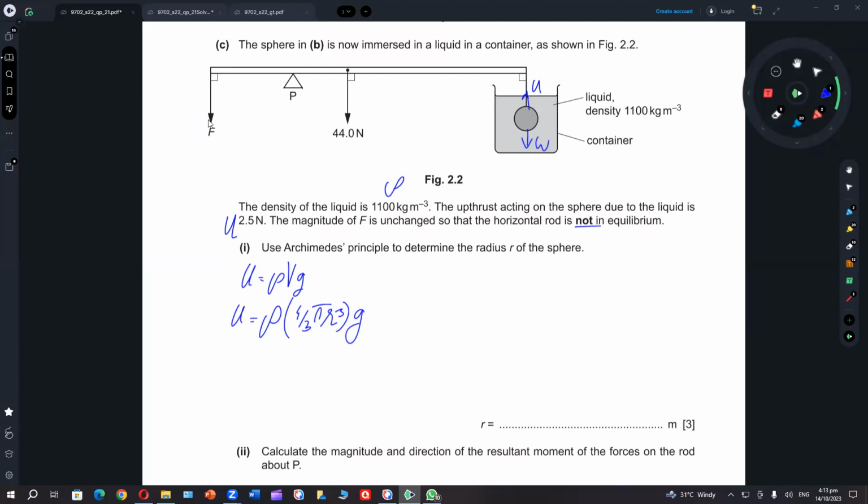Now you should rearrange the formula. And then in order to find the value of r, you have to take the cube root. Now solve it and find the answer.